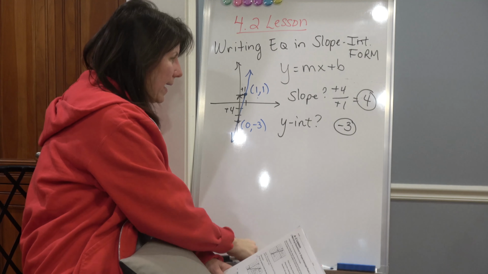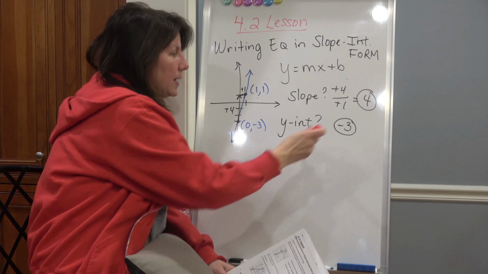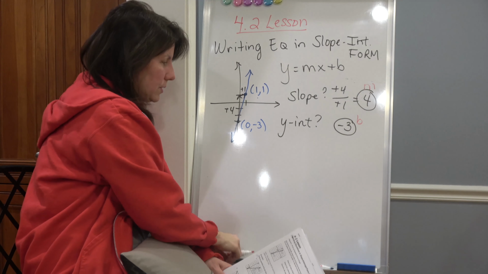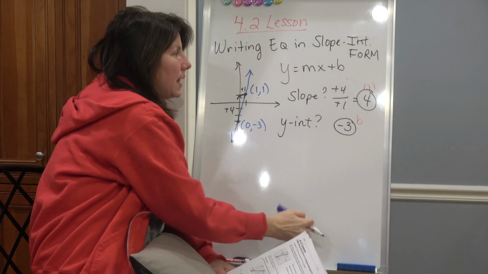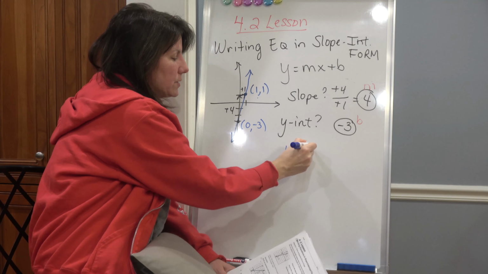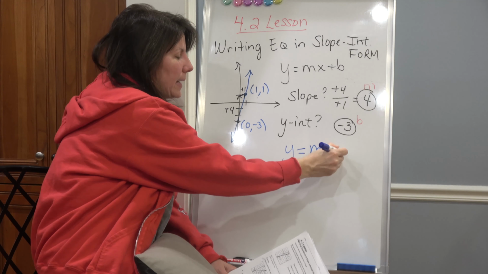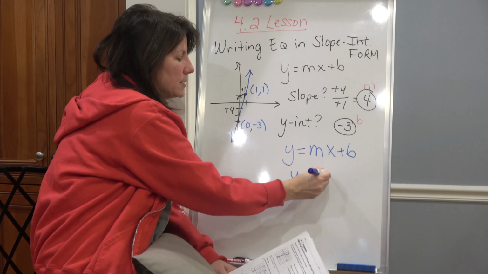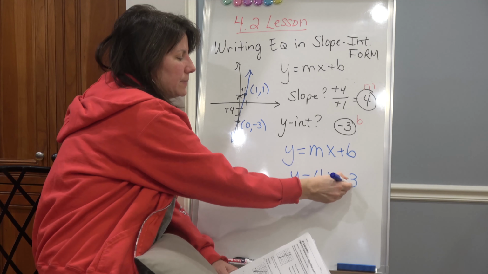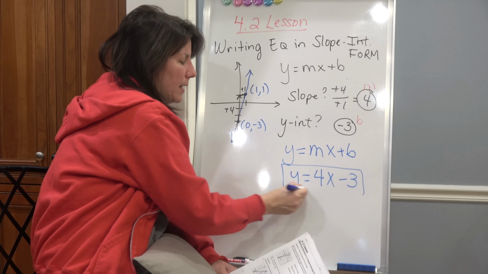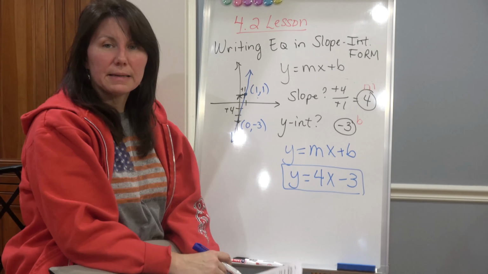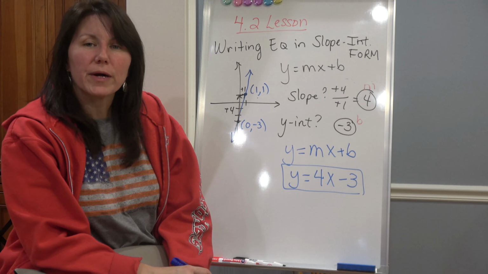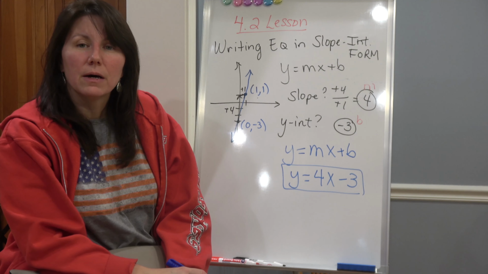So really what you have here is you have the m and you have the b. So you can write the equation of this line in slope-intercept form, y equals mx plus b, because you've identified what the slope is and what the y-intercept is. And it's as easy as that. We'll be using more algebraic methods in the next section.